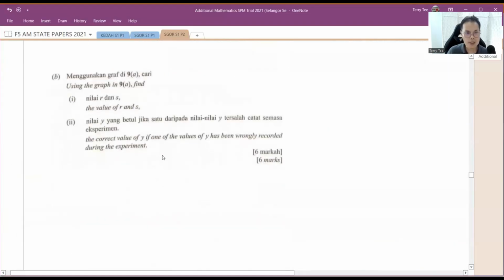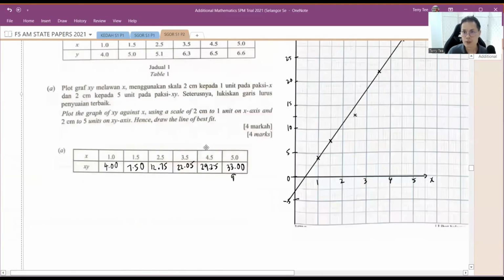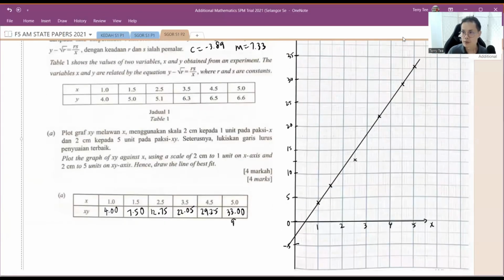One thing you can actually do is read the next part. I read the whole question, you see. Using the graph, part B, they say find the correct value of y if one of the values has been wrongly recorded during the experiment. So we know 1 point is out, right? The point that is out happens here, so we're going to take this out, right?